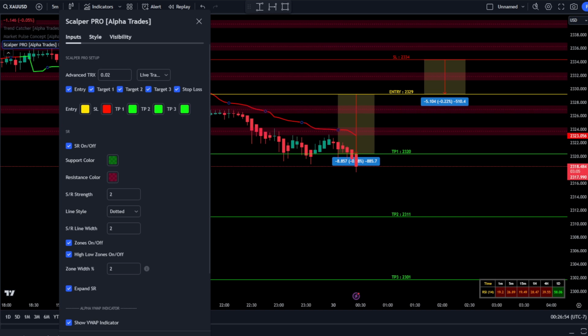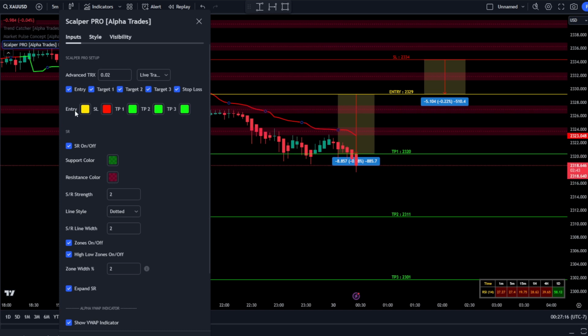One of the first features we want to talk about is the take profit, stop loss, and entries parameters. The things you can change in these parameters are pretty much enabling or disabling the functions you want, whether you want to have the entry, the stop loss, and targets 1, 2, 3 enabled.